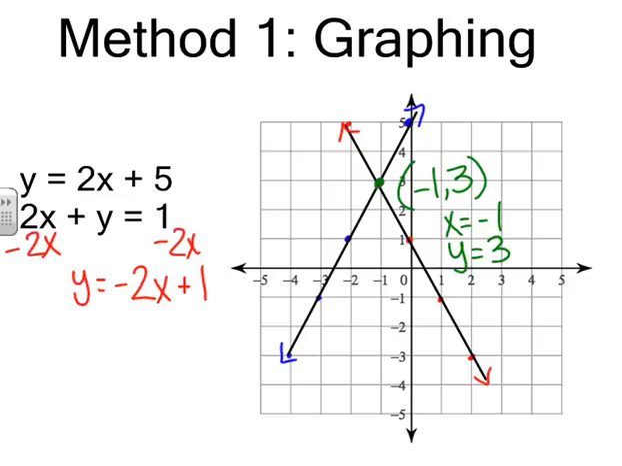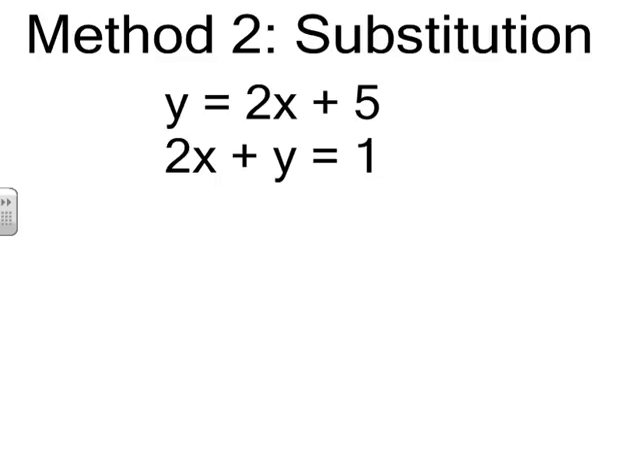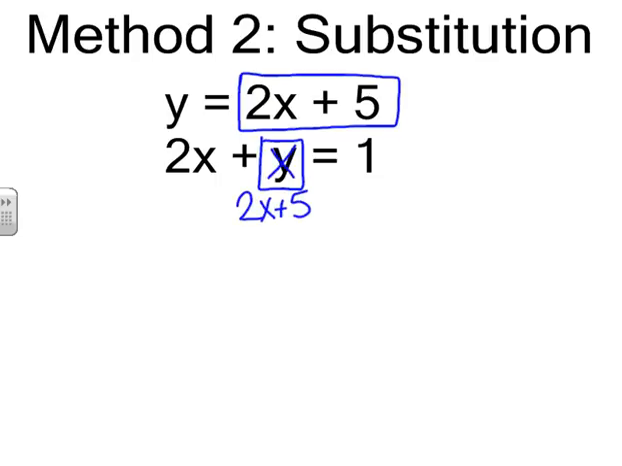Let's look at the substitution method and see how it changes a little bit when we have them in different formats. This time we have y equals 2x plus 5 in the first equation, and in the second equation we have a y value. So if y is equal to 2x plus 5, I'm going to replace the y with 2x plus 5. All I'm doing is substituting that in. So just like when we had a number that you would substitute in, now we're substituting in an expression. I'm going to bring down everything else, and then I can solve the equation just like normal.